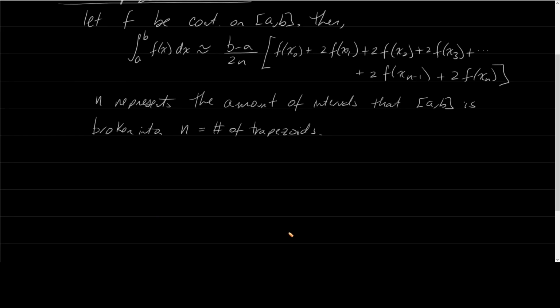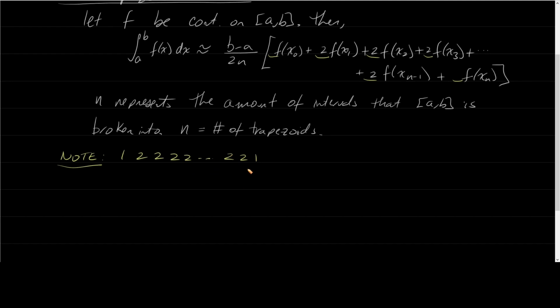The first thing I want you to note is this pattern. Look at the coefficients: 1, 2, 2, 2, 2. Ooh, this last one's wrong. That last one should be a 1. Sorry. So it's 1, 2, 2, 2, all the way up until the last one, which is just 1. So the coefficients of all the insides are just 2.